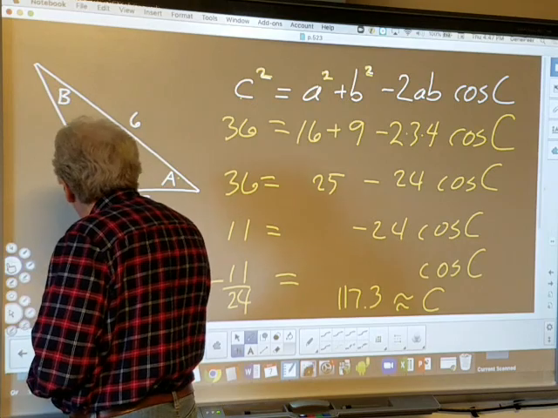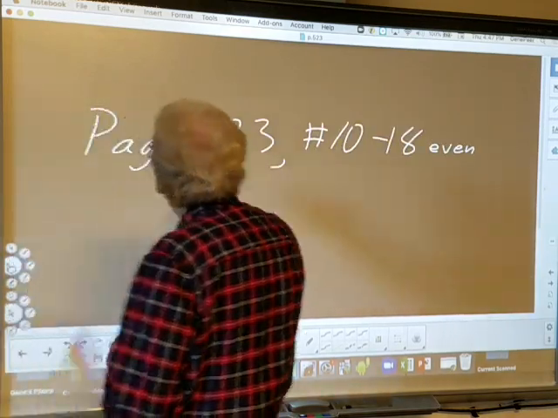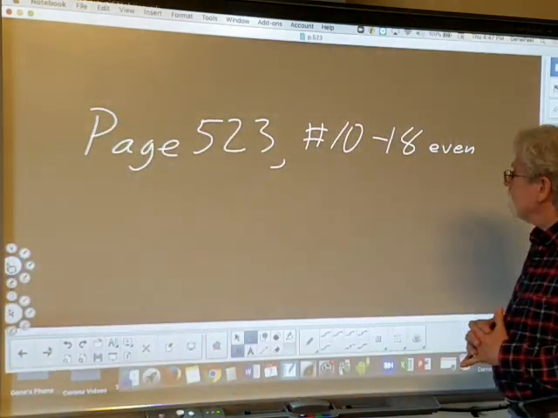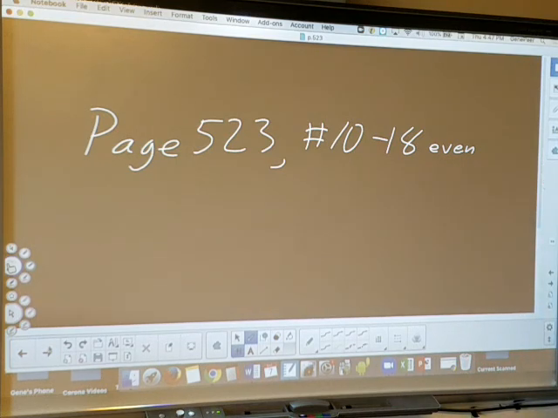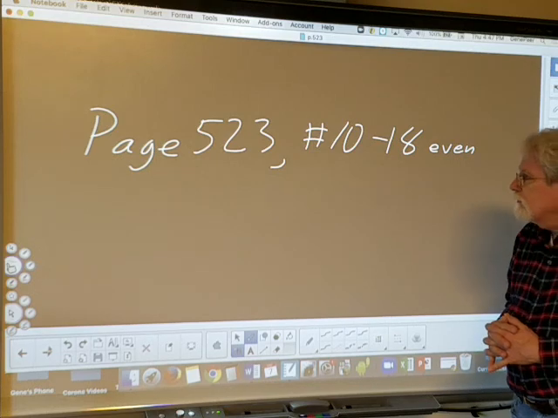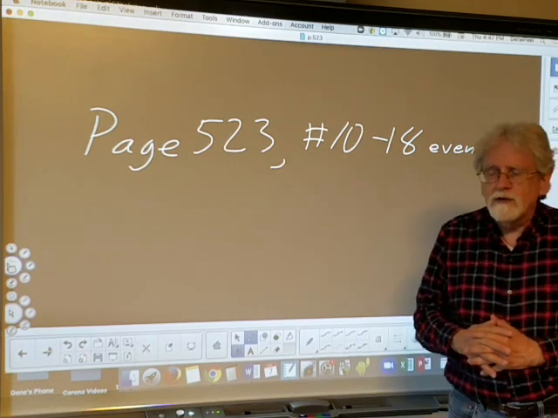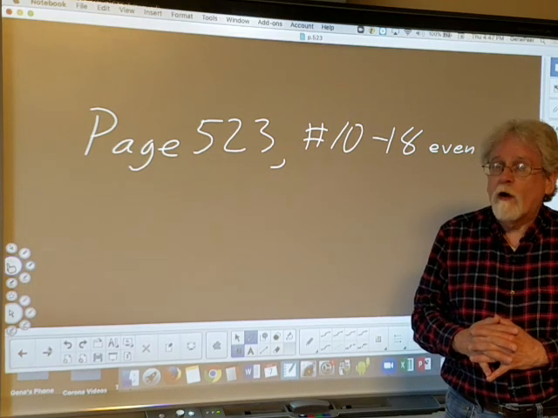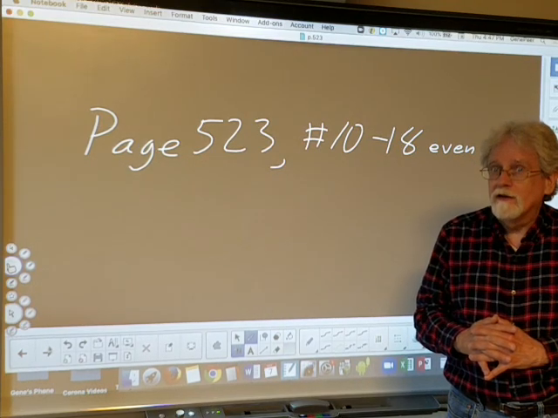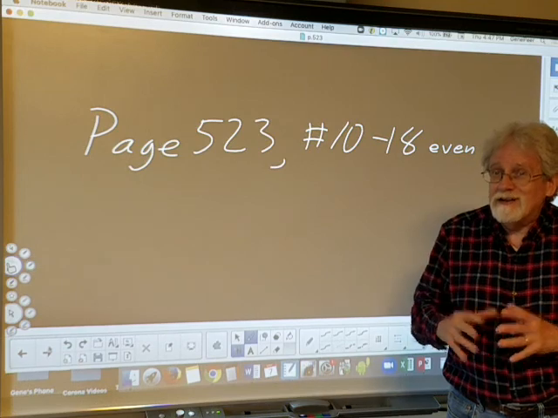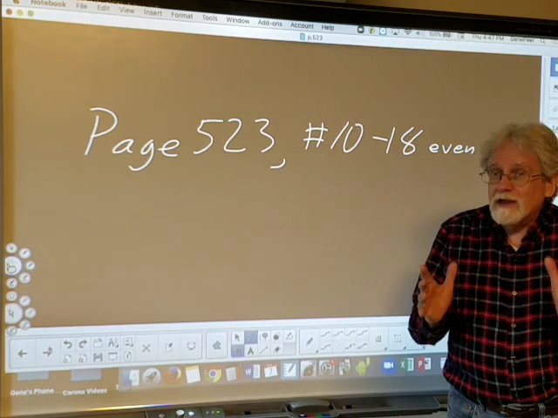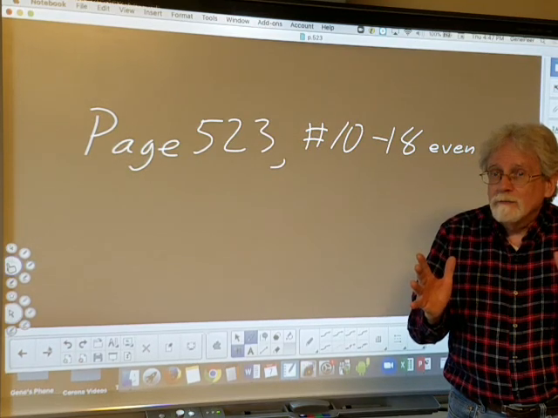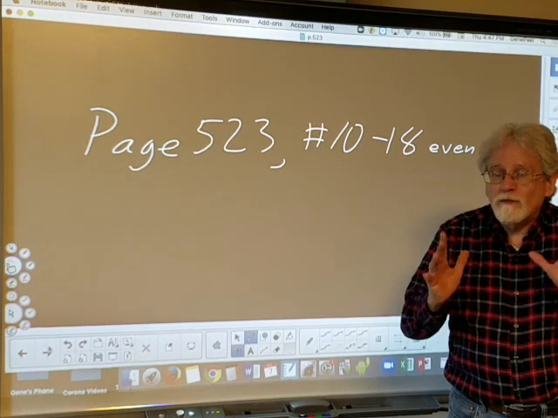I need to give you an assignment. There it is. Page 523. Numbers 10 through 18 even. Have fun with these. I mean, really, try to have some fun with them. Enjoy the fact that it's real life stuff and it's easy, even though it uses horrifying looking equations. That makes it fun. It looks hard and it's real life, but it's actually easy. That's what makes it fun.